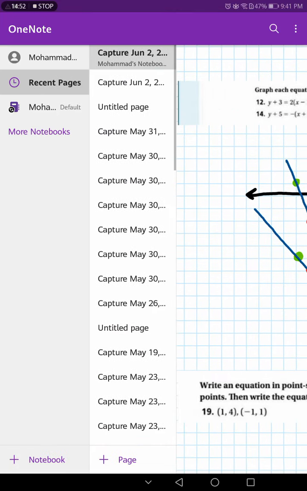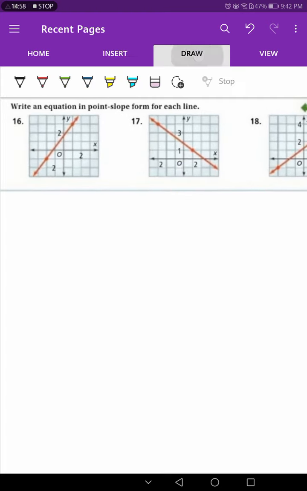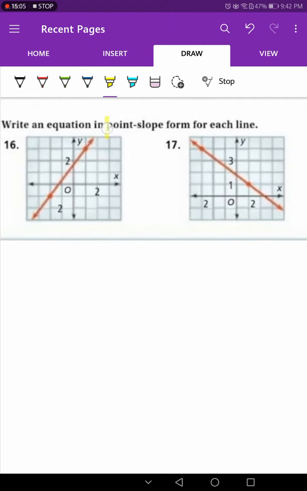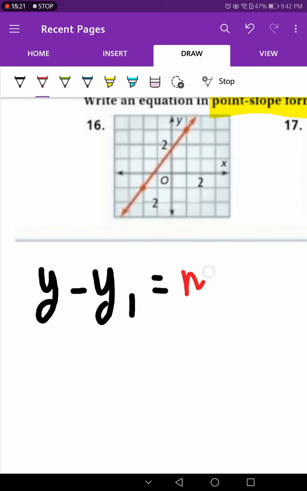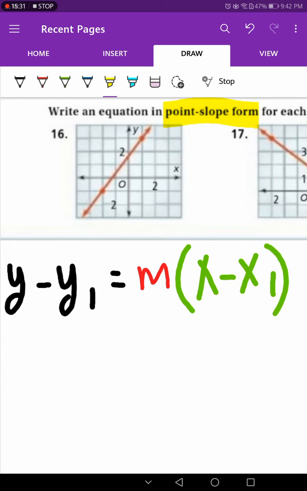Now in the third part here he gives me a graph. My dear student, he gives me a graph, and let's see, write an equation in point slope form for each line. So he gives me a graph like this and asks me to write the equation in point slope form: y minus y1 equal m times x minus x1. So I need 1 point to write this equation. I need the slope and 1 point.